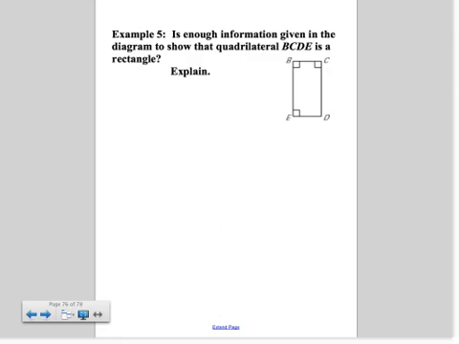All right, example 5 says, is enough information given in the diagram to show that the quadrilateral is a rectangle? Initially you might be saying, well, no, there's only 3 right angles. Again, it goes back to the idea that we know the angles in a quadrilateral add up to 360, and so I could do some simple arithmetic here and find out that that's got to be a right angle. And so the answer to this question is yes, you have 4 right angles. That's really the long and the short of it, not anything too tricky there.